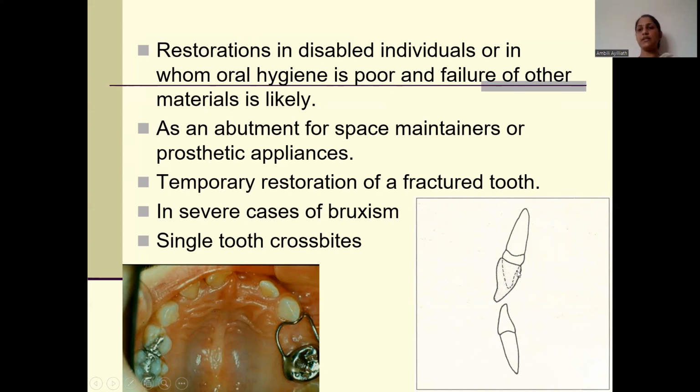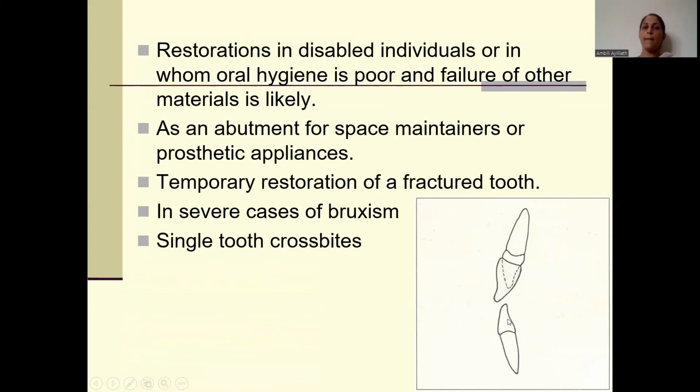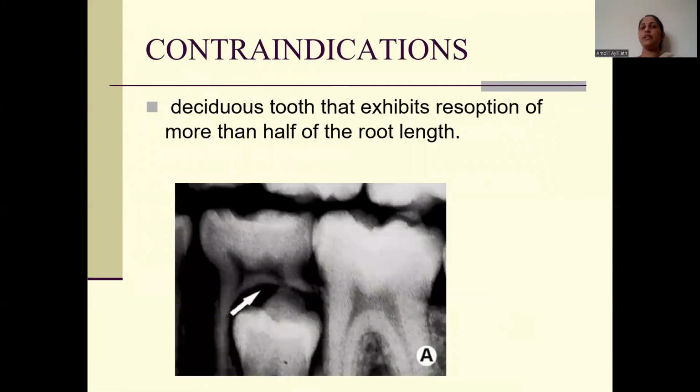So this is a reverse stainless steel crown. Now coming to contraindications, normally we don't go for a stainless steel crown for a primary tooth which is nearing the exfoliation time, that is, if the root length is less than half. So normally we don't go for a stainless steel crown, as you see in this picture.